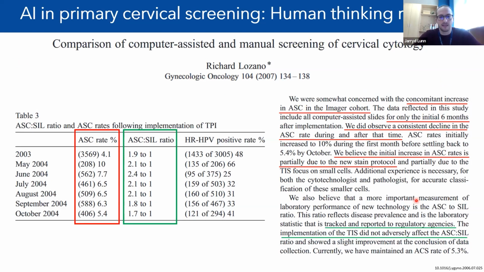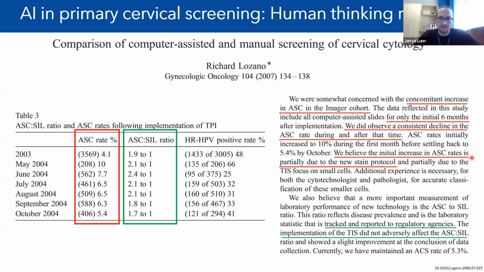Another interesting study that came out quite a while ago now, but showed the need for human input in these AI systems, was the study investigating the TIS system versus manual screening by Lozano. What they found very interesting was that after implementation in May 2004, when compared to the previous year, they saw a massive increase in their ASC rates, and their ASC to SIL ratios changed. They noticed that this went on for the first couple of months and slowly drifted back down to more or less where it had been in the era of pure manual screening for their service.